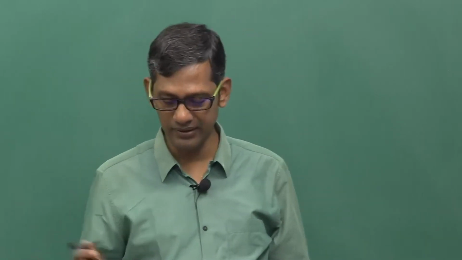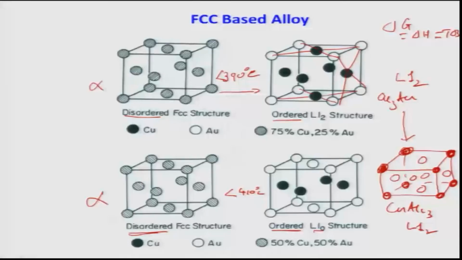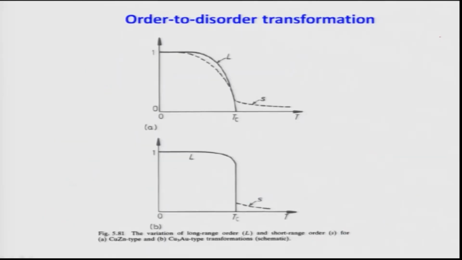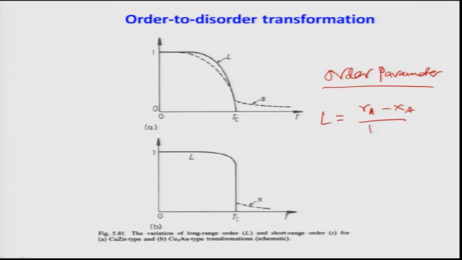How to measure that? Experimentally this can be measured using X-ray diffraction, but to measure that we need to define certain things. What you need to define is the order parameter. The order parameter tells you how well ordered a structure is. It is very simple. The long-range order parameter is defined as R_A minus X_A divided by 1 minus X_A. That is how it is defined.